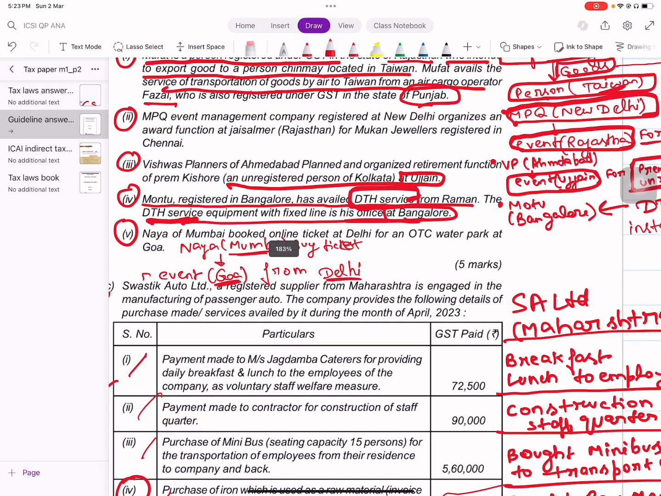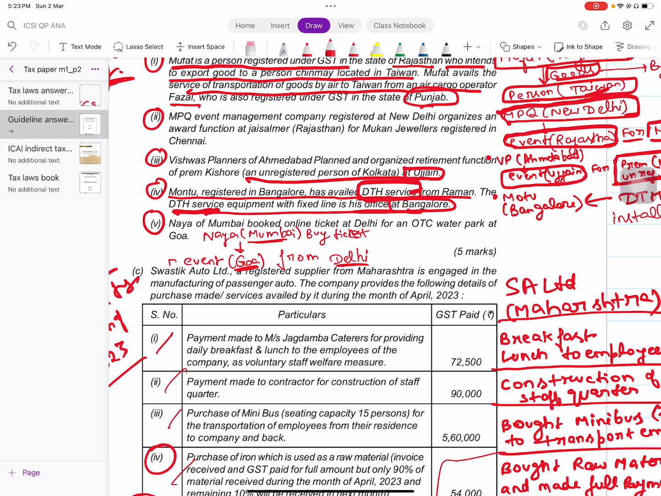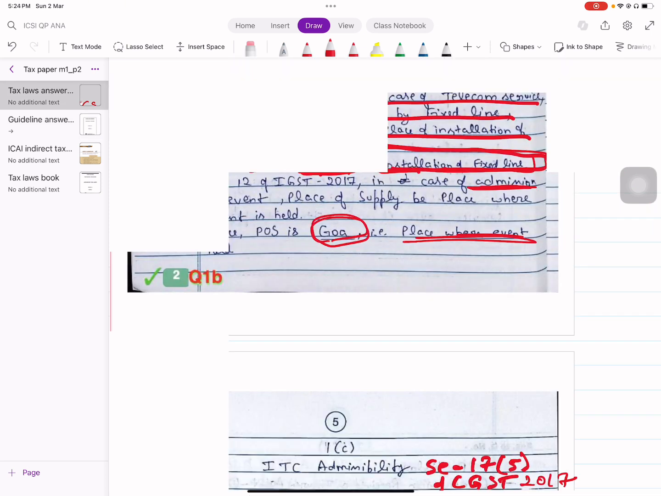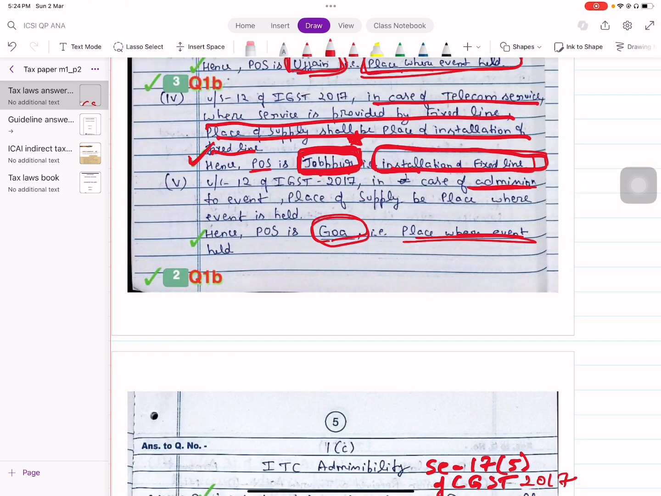Now the fifth point. Naya of Mumbai booked an online ticket at Delhi for an OTC water park at Goa. So Naya of Mumbai buys a ticket for an event at Goa from Delhi. In case of admission to an event, the place of supply will be where the event is held, because in this case there would be many recipients and it is easy to allocate the place of the event as the place of supply for better GST management. And that is why the place of supply is Goa, i.e. the place where the event is held.